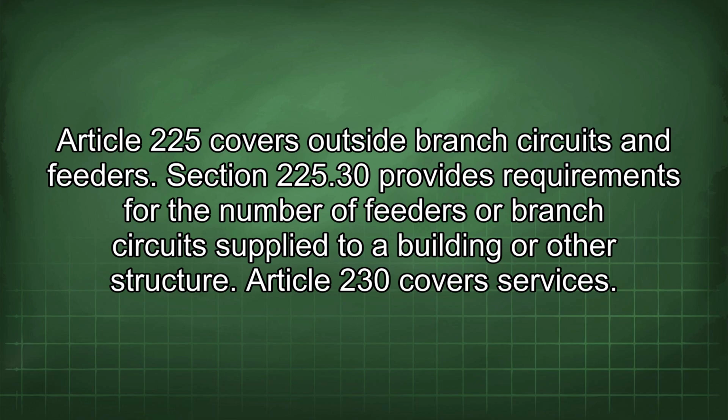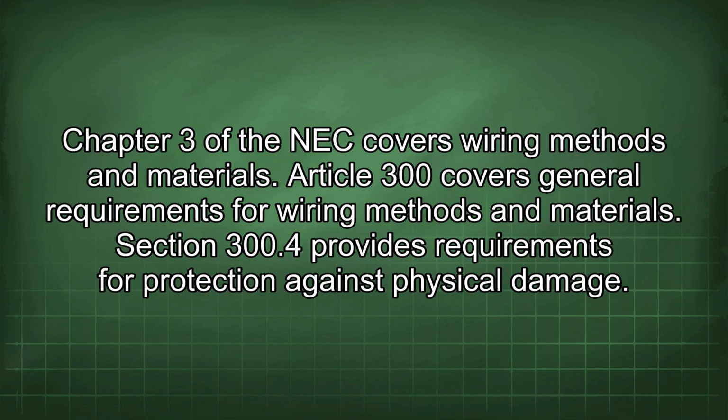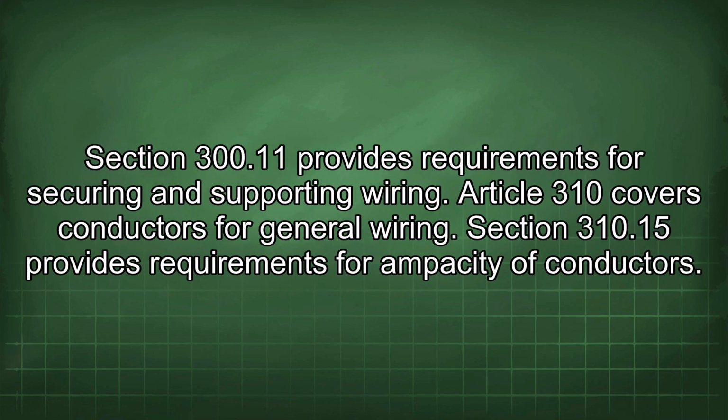Article 230 covers services. A service is the connection between the utility company's electrical system and the building's electrical system. Section 230.70 provides requirements for the location of the service disconnecting means. The service disconnecting means must be readily accessible. Chapter 3 of the NEC covers wiring methods and materials. Article 300 covers general requirements for wiring methods and materials. Section 300.4 provides requirements for protection against physical damage. Section 300.11 provides requirements for securing and supporting wiring.